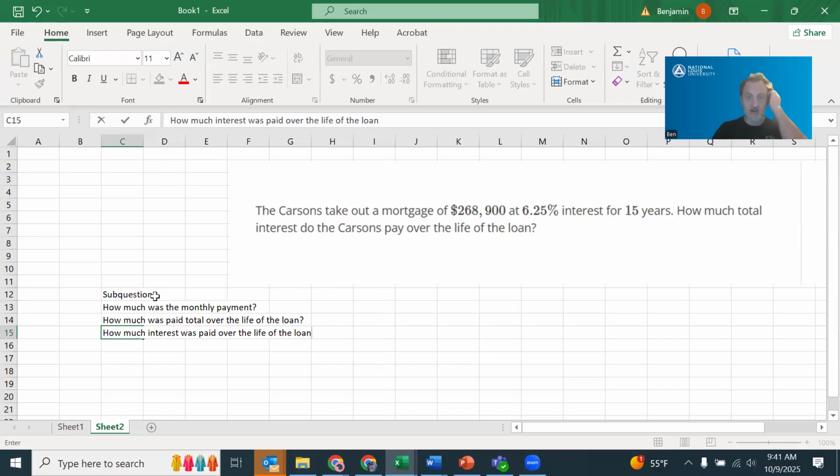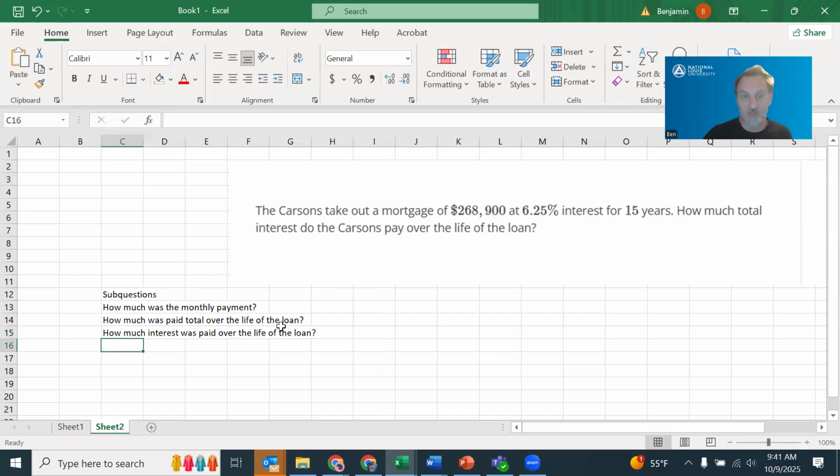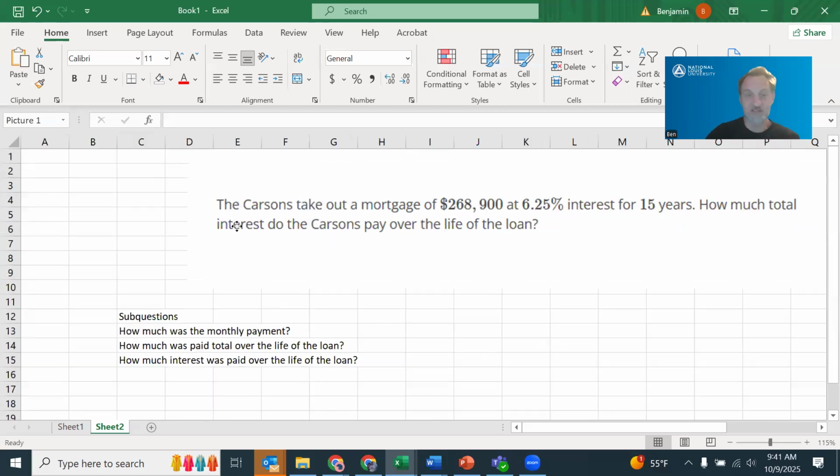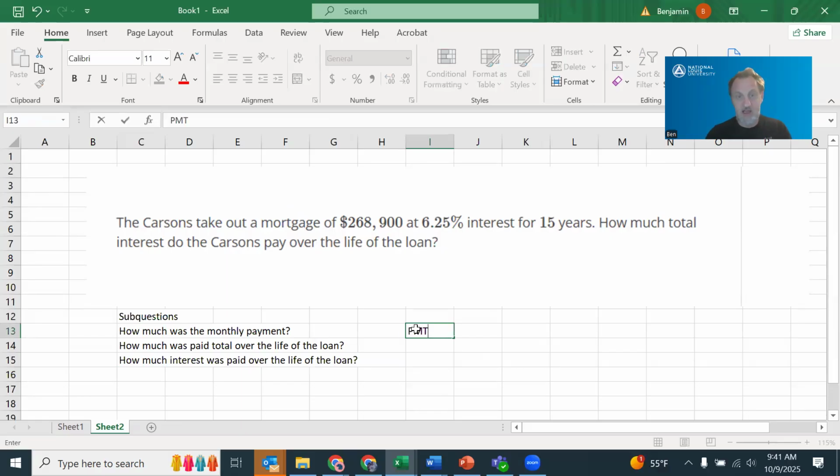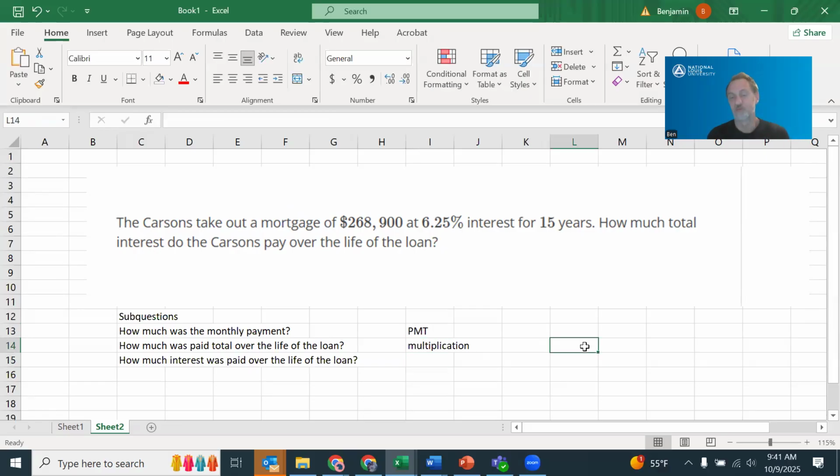So we've talked a little bit about sub-questions. This is a great example of where the sub-questions really guide my process in thinking about what I need to do. How much was the monthly payment? That's going to be PMT. How much was paid over the life of the loan? This is simple multiplication. And the reason is, if you take a simpler, similar problem, it'll make sense. Let's say you agree to pay me $5 a month for a year. Well, how much are you going to pay me over the course of that payment process? Well, $5 every month, 5 plus 5 plus 5. But we know when we do this addition repeatedly, we should just multiply 5 times 12.